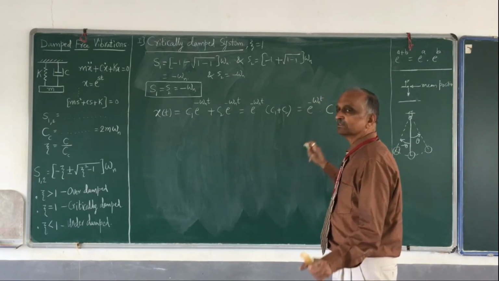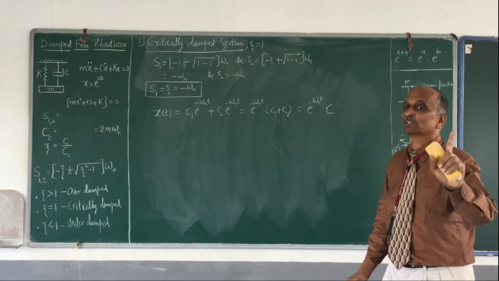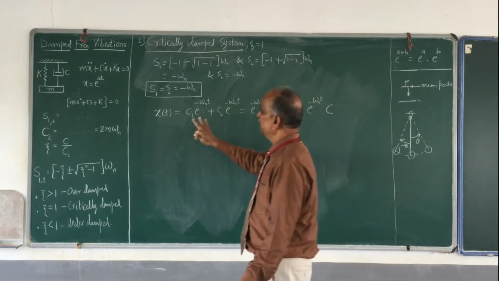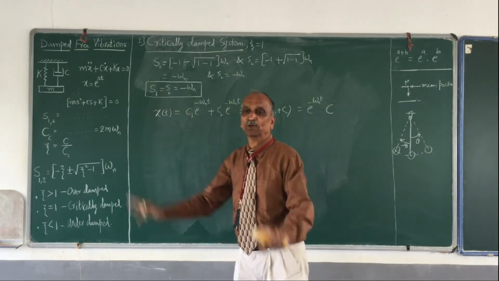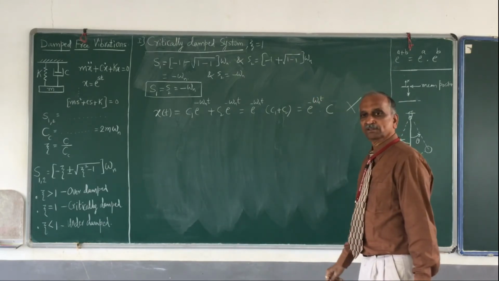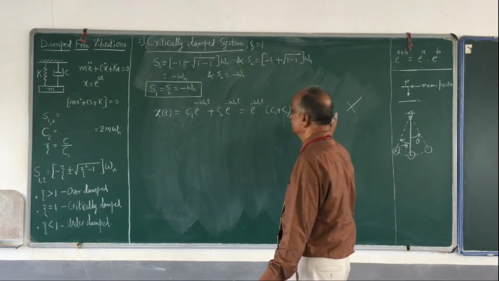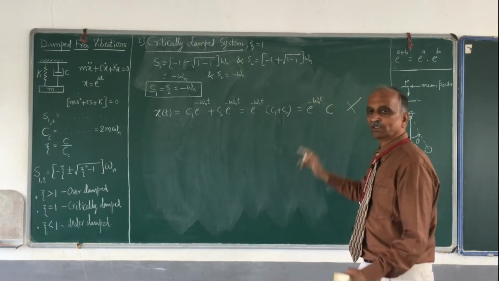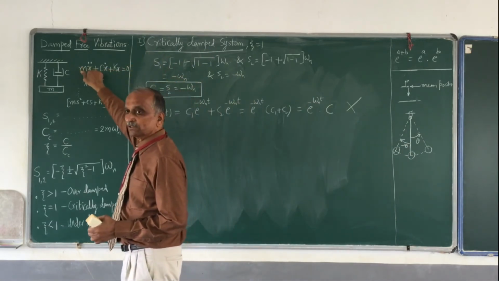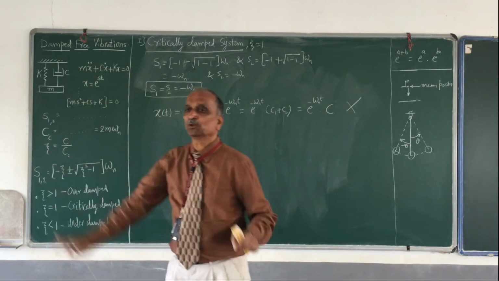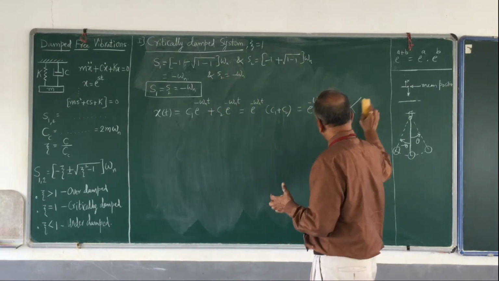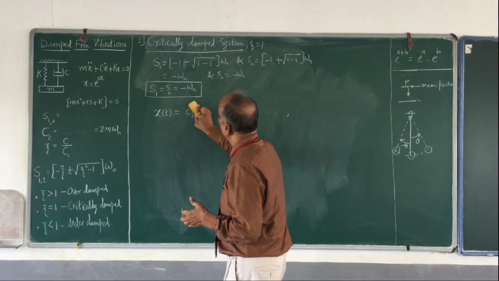It is not two constants, we end up with only one constant. So because of this, we know that the general solution has to have two constants, and therefore this is wrong. If I write like this, I end up with only one constant, and in the very beginning I had said the general solution of this must have two constants. So that means this is wrong. That means there is some other way of writing it.